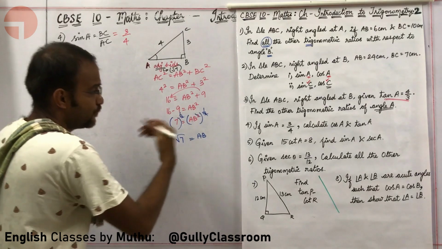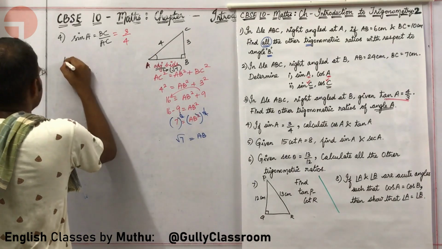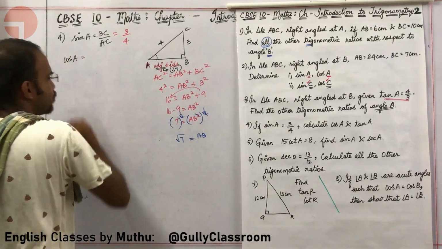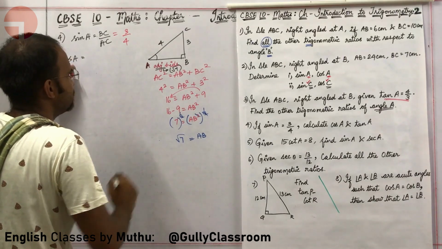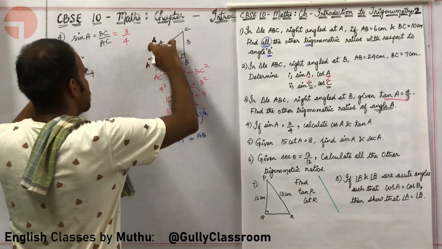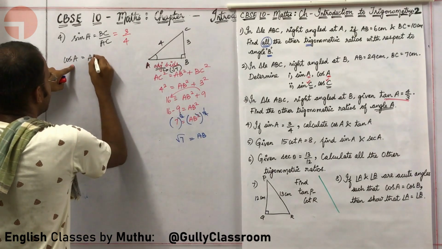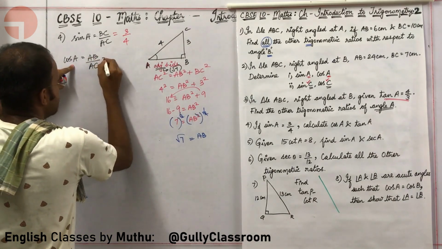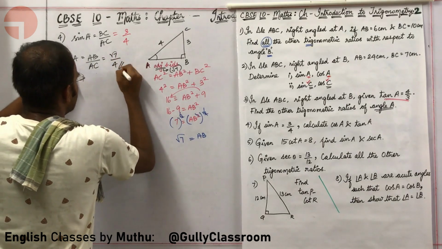Fine, sir. In the fourth question, what are they asking? They are asking us to find the value of cos A. What is cos A? Cos A is adjacent side divided by hypotenuse. Adjacent side over here is AB, hypotenuse is AC. So root 7 by 4 is the answer.